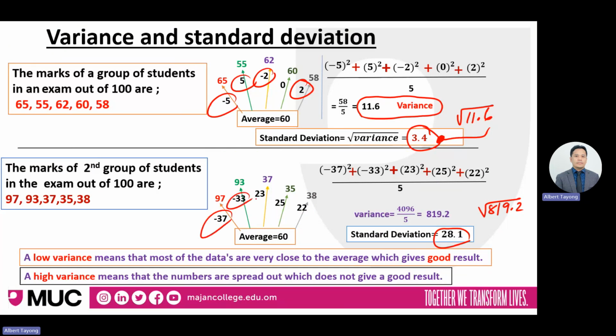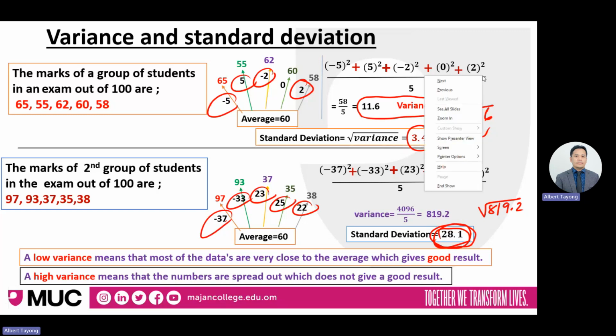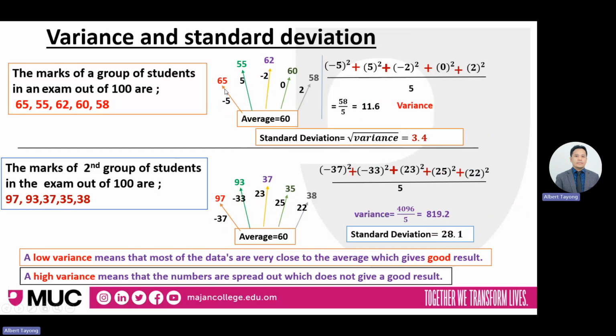Here we have 37, 37, 33, 23, 25, 22. The average distance is 28.1. It's like the average of these values, 37, 33, 23, 25, and 22. Okay, so standard deviation is somehow the average distance of the scores from the mean. The smaller the standard deviation, of course, the better. It means that most of the scores are close to the mean.